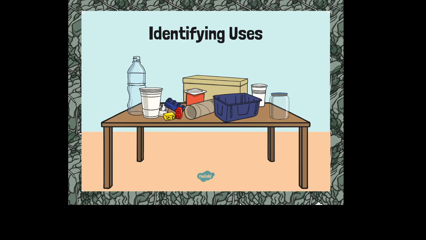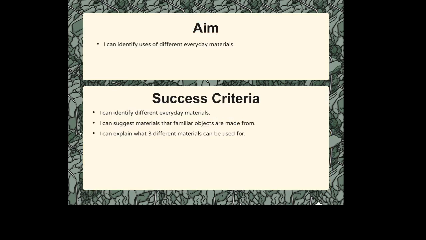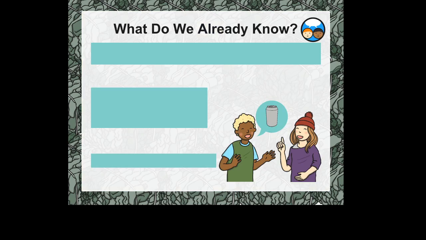Okay, so what we're going to be doing today is looking at and identifying the uses for the different types of materials that we might find around the house or find outside or just have generally lying around, really. So we're going to be identifying the different uses of everyday materials. Hopefully you'll be able to identify some different materials, what things are made out of, suggest some materials that familiar objects are made from, and what 3 different materials could be used for.